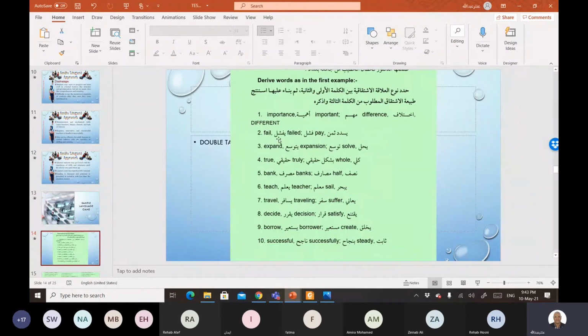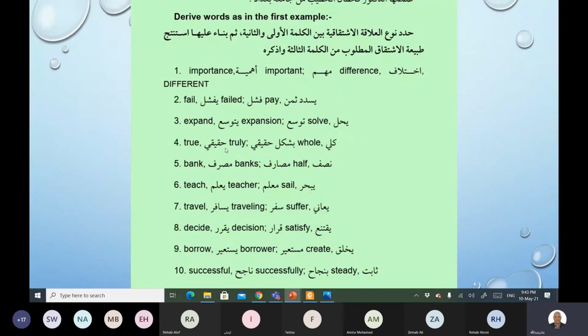what is in this game is that you look at each number of these, and you will find 3 words in each line. There are 3 words in English. For example, number 4 here you see the word true. Here true, truly, whole. Bank, banks, half. Teach, teacher, sail. What is required? You try to know the relationship between the first 2 words, and then look at the 3rd word and get the 4th word that has the same relation as the first 2 words. For example, we have bank and banks. This is a noun.